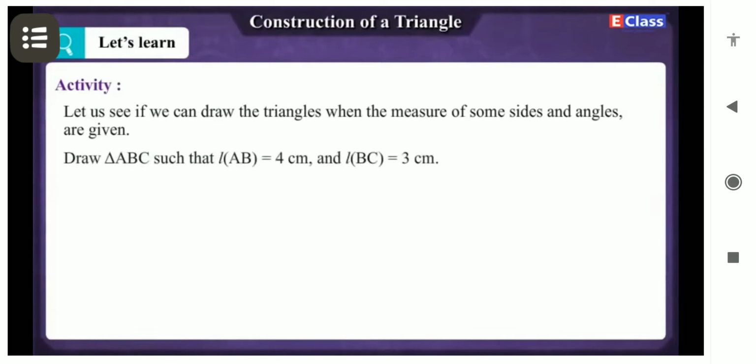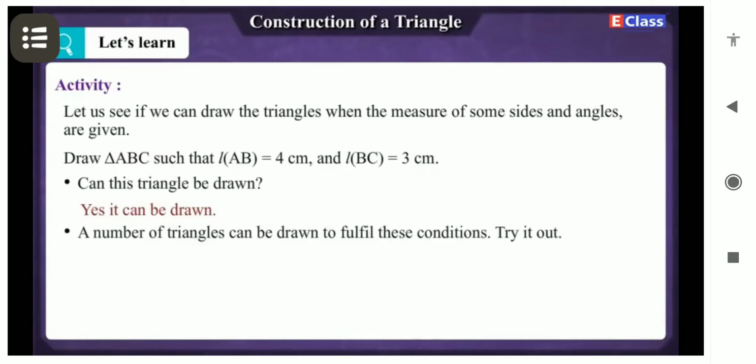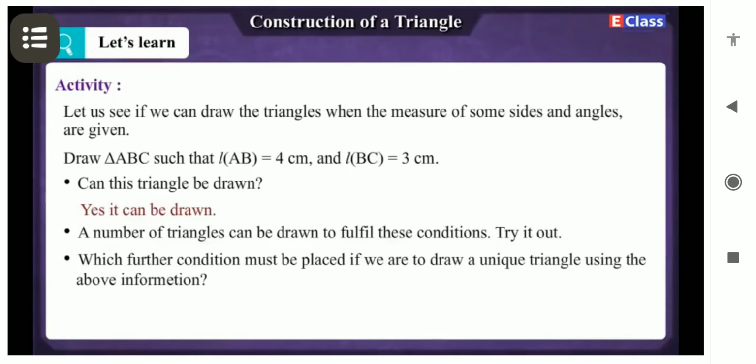Draw triangle ABC such that length of AB is equal to 4 centimeters and length of BC is equal to 3 centimeters. Can this triangle be drawn? Yes, it can be drawn. A number of triangles can be drawn to fulfill these conditions. Try it out. Which further condition must be placed if we are to draw a unique triangle using the above information?